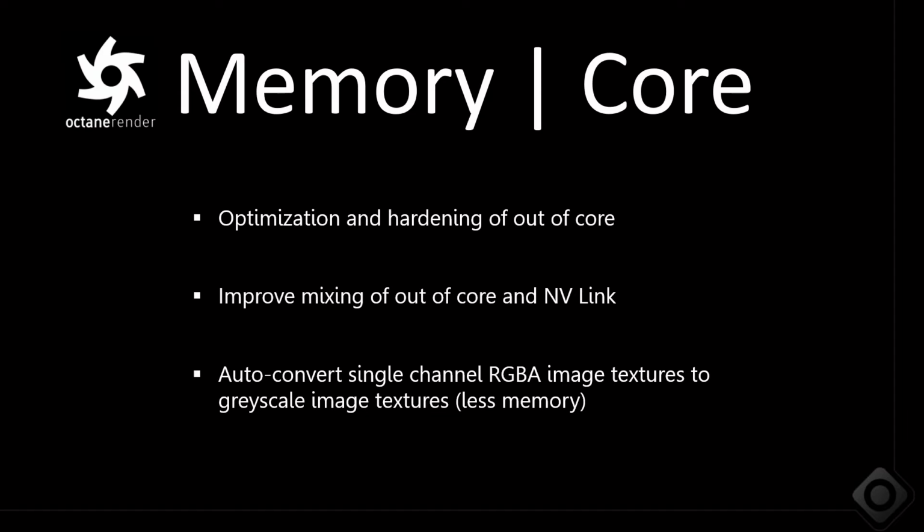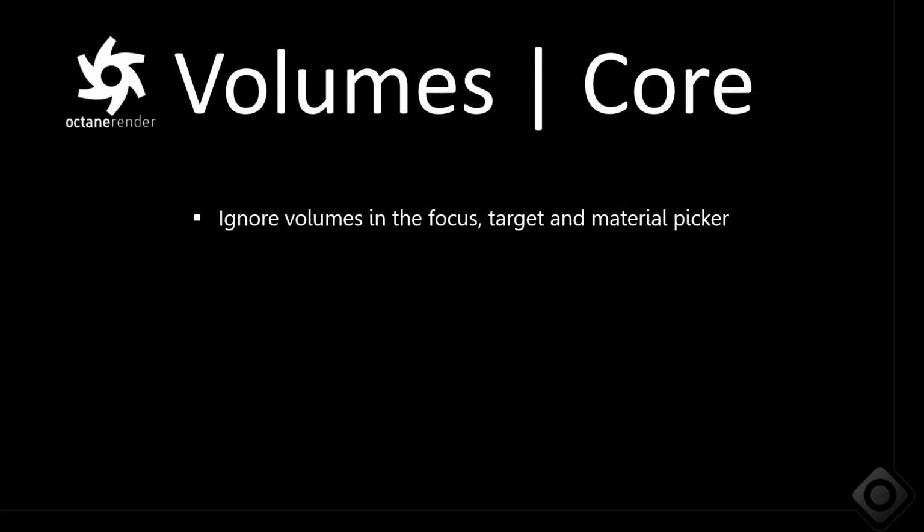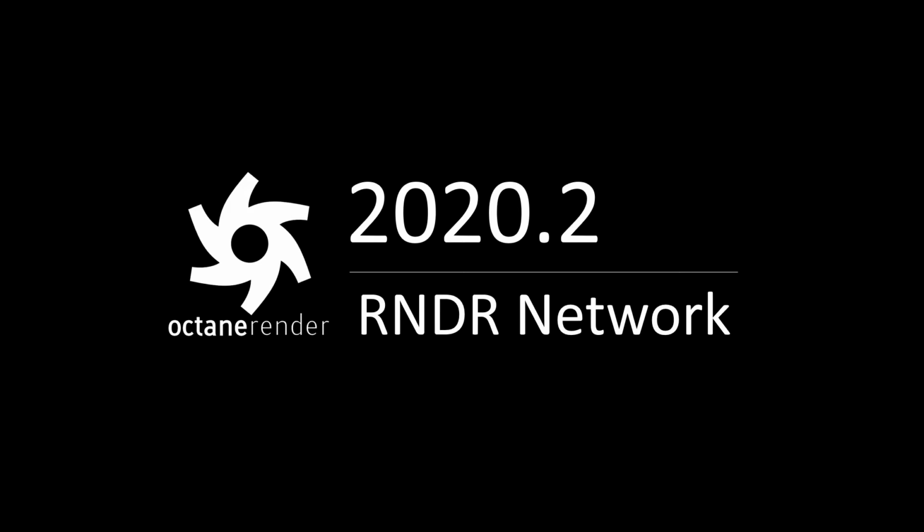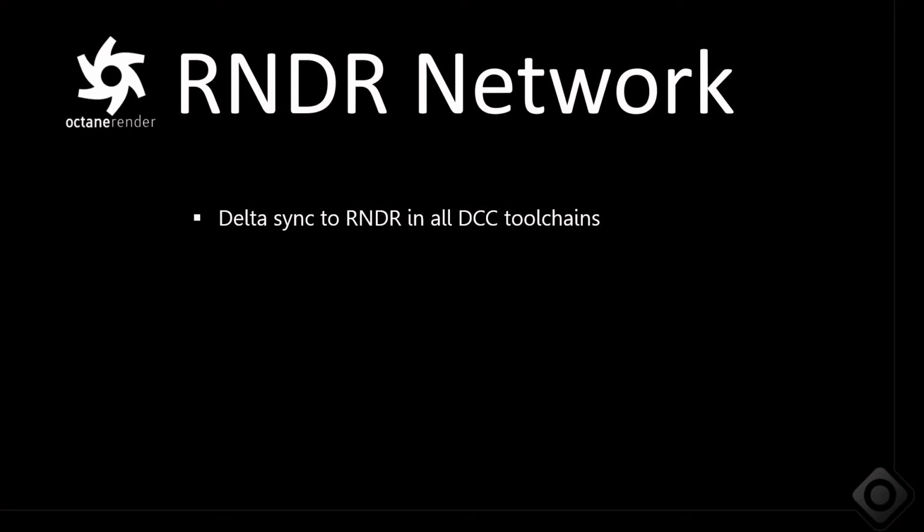There are other small things we're going to do to improve things like memory. We're going to convert single channel RGB images to grayscale automatically. That's something artists have requested that can really help reduce memory and make it easier on artists. Small things for volumetric rendering in 2020.2: we can ignore volumes in the focus picker. And we're also going to make the random walk medium, when rendered inside of volumes, non-transparent. And right now, visible lights and volumes are an issue. We're fixing that. And Render as well is going to get some improvements.